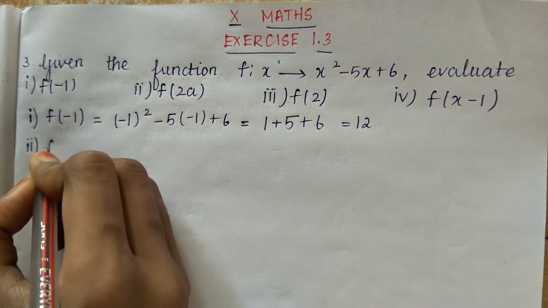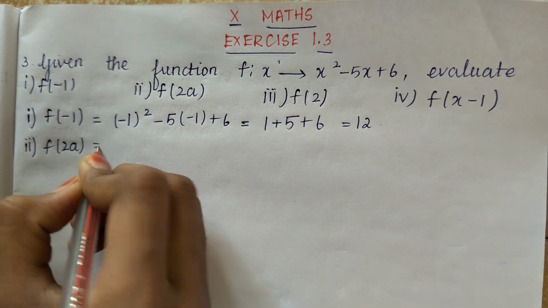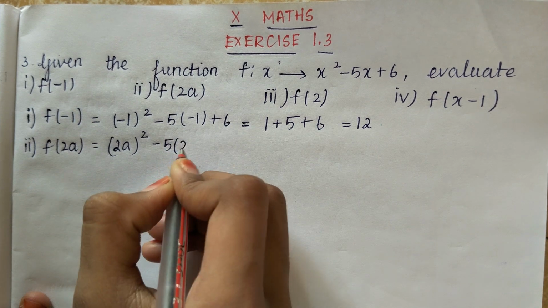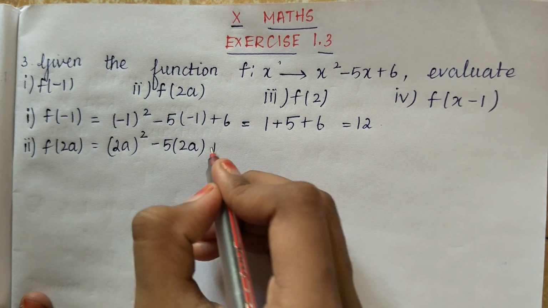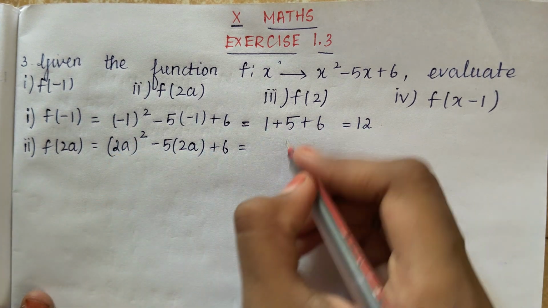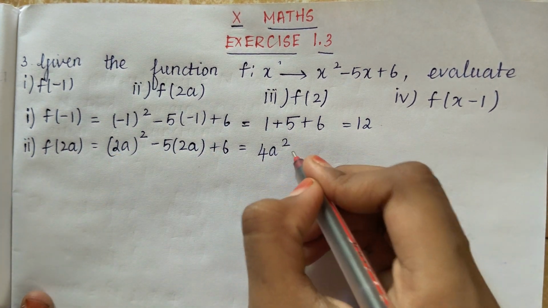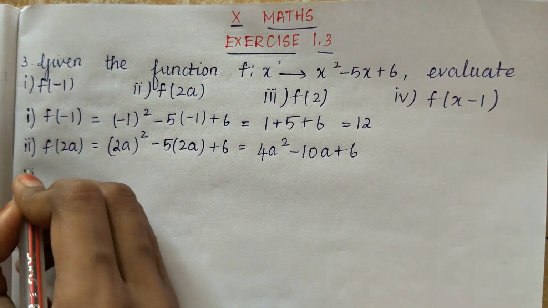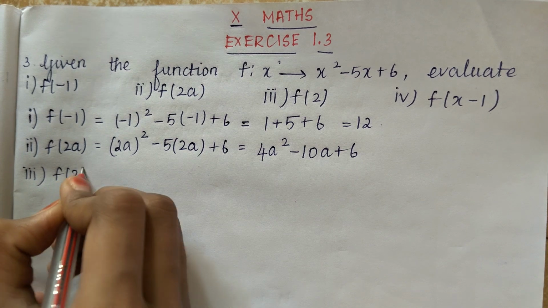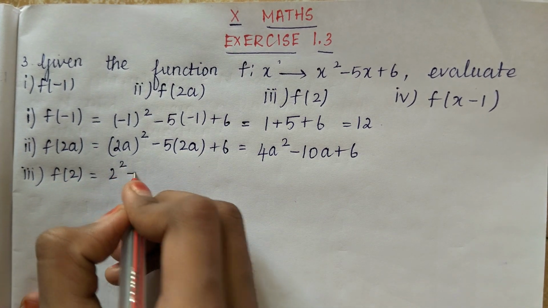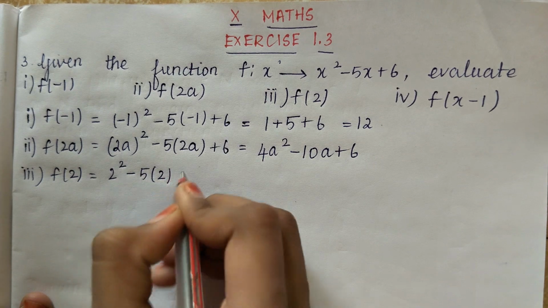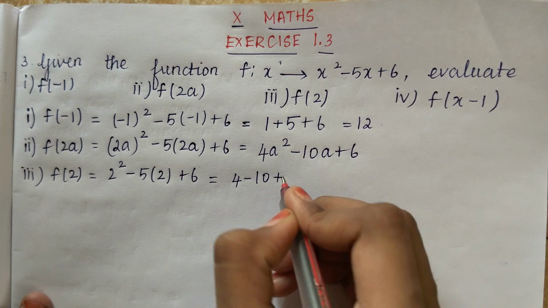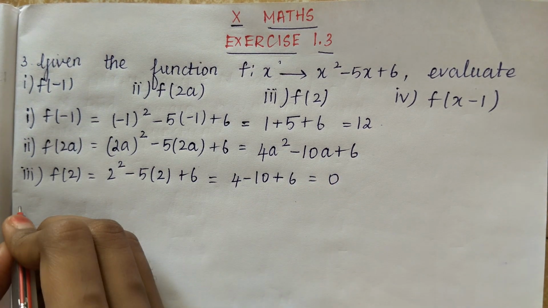Second subdivision f of 2a அதாவது 2a the whole square minus 5 into 2a plus 6, that is 4a square minus 10a plus 6. Third one f of 2 அதாவது 2 square minus 5 into 2 plus 6, that is 4 minus 10 plus 6, that is 0.